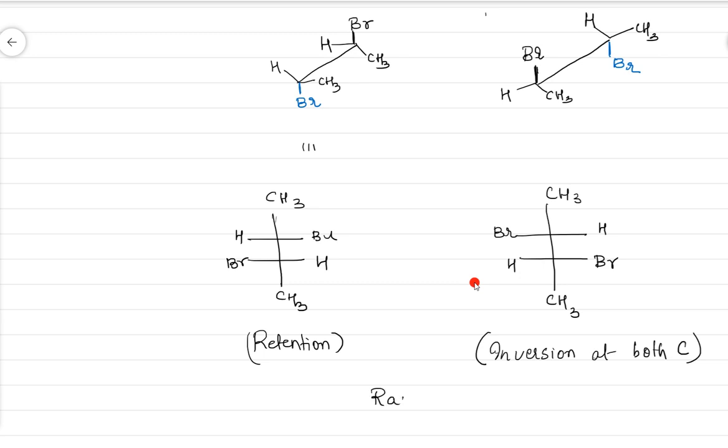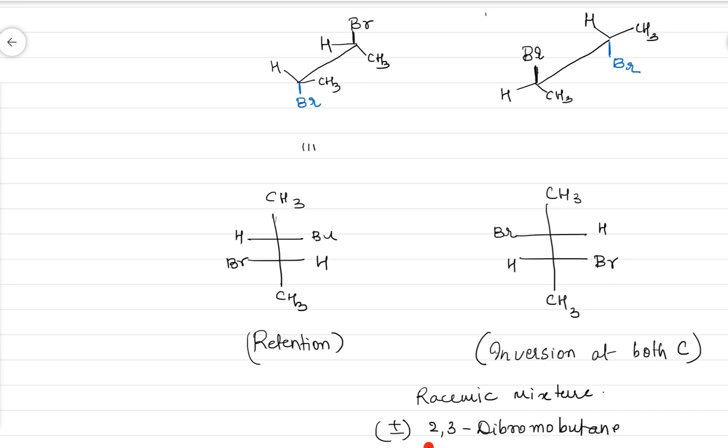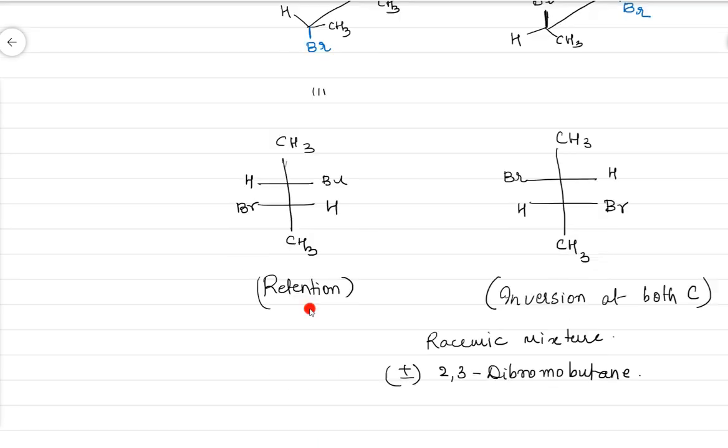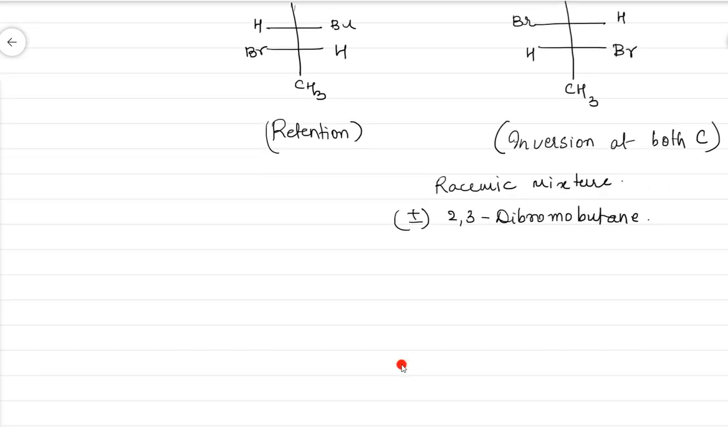So here you are getting a racemic mixture. Okay, a racemic mixture of what? So this is 2,3-dibromobutane, plus minus. Got it? Okay. So this is how we are going to explain the stereochemical aspect of the reactions, right?